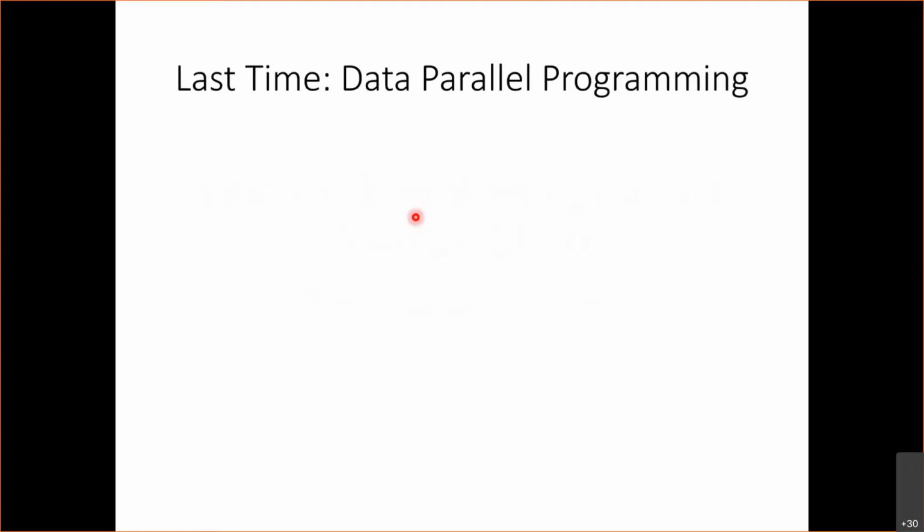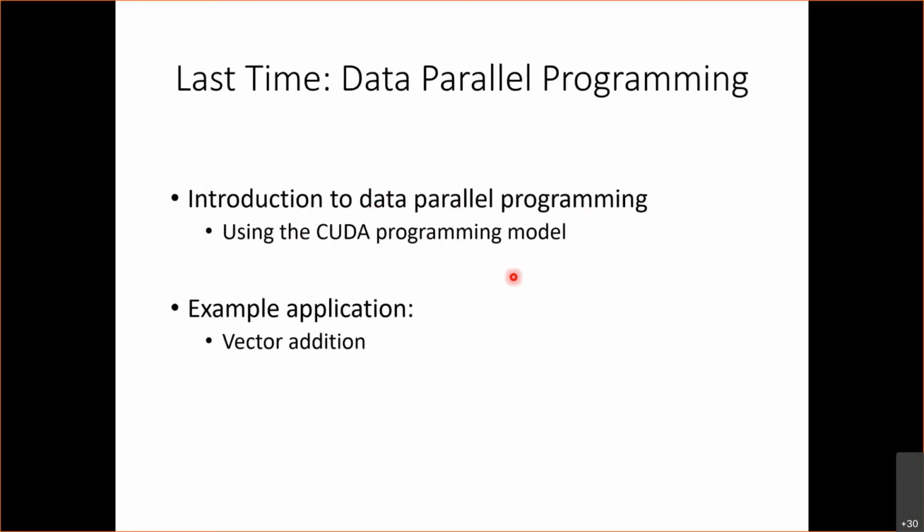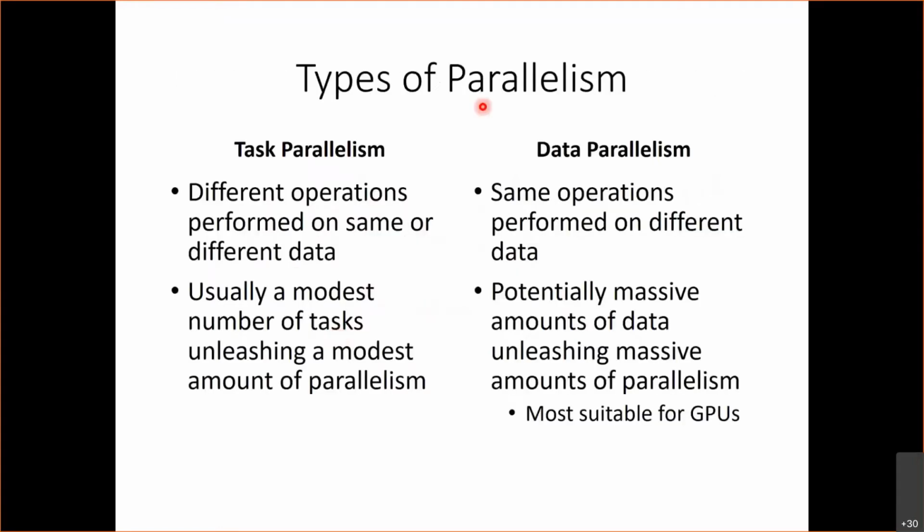Last time we spoke about data parallel programming. We had an introduction to data parallel programming, and we used the CUDA programming model to demonstrate that. Our example throughout the class was vector addition. We said there's two types of parallelism: task parallelism and data parallelism. Task parallelism is where we do different kinds of tasks in parallel, and these tasks could be on the same or different data. With task parallelism, usually you can unleash a modest amount of parallelism because there's usually a small number of different kinds of tasks in a program that can run in parallel.